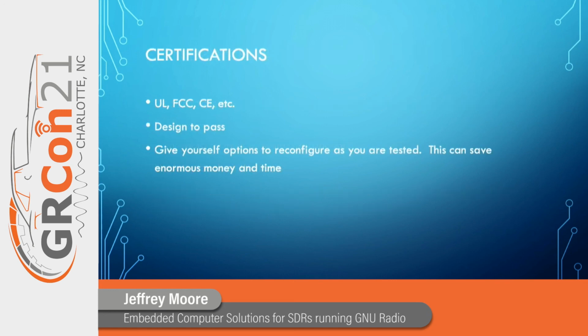And there's always certifications, UL, FCC, CE, there's a bunch of others. You have to design the product to pass. You can't design the product to be functional and hope it passes. You have to design from the beginning to ensure that it will pass, or give yourself enough options like those little 0-ohm resistors so that you have some flexibility to allow it to pass. And these things cost a lot of money to get them tested, and they take a lot of time. So it's a very important part of the product life cycle.